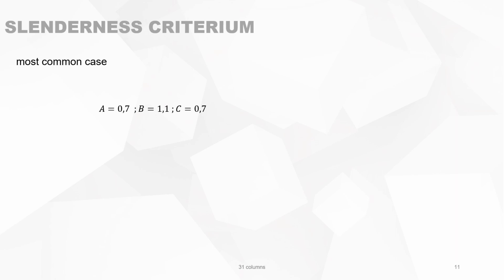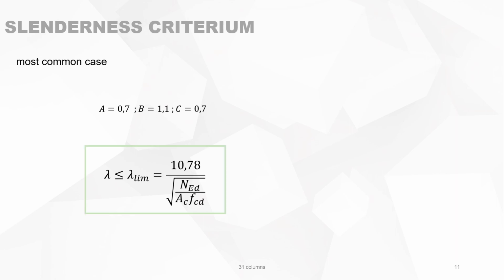Let's take the most common case. Then A is 0.7, B is 1.1, and C is 0.7. That's the most common case. And then the formula of lambda limit is equal to the formula here. It's 10.78 divided by the square root of the load rate.